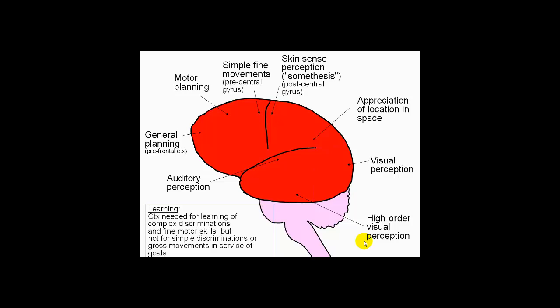I think I already said this. Cortex is needed for learning of complex discrimination, visual, auditory, whatever, and for fine motor skills, but not for simple discriminations, learning to do one thing to one stimulus, another thing to another stimulus, so long as the stimuli are simple. Cortex isn't needed for that. Nor is the cortex needed for any kind of learning involving gross movements. It's only fine movements that absolutely require the cortex. Now, of course, learning to do things that involve complex activities that involve planning or motor planning, we do need the cortex.